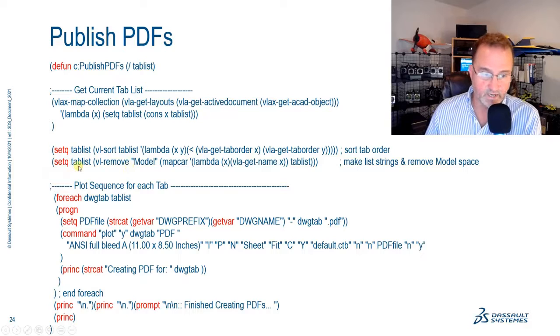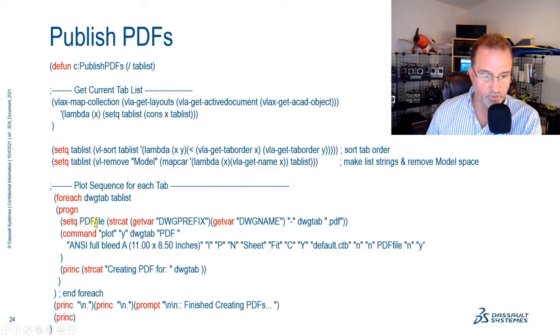And then I'm going to set it again to the same list, but if model is in the list, I'm going to remove it. So it's going to convert it over to a list. Then once that tab list variable exists as a list, we do a for each statement that says for every name of every layout tab that's in here, go ahead and do this.